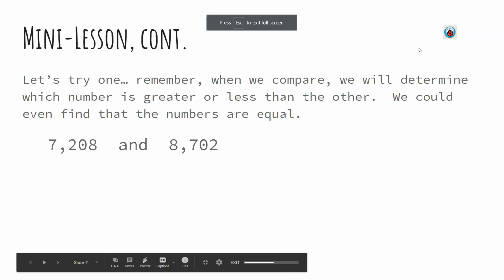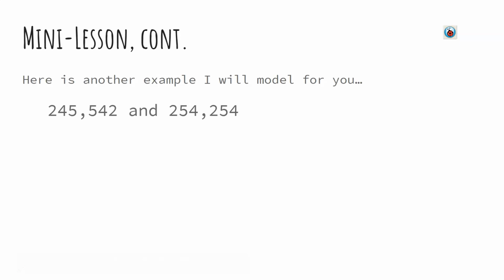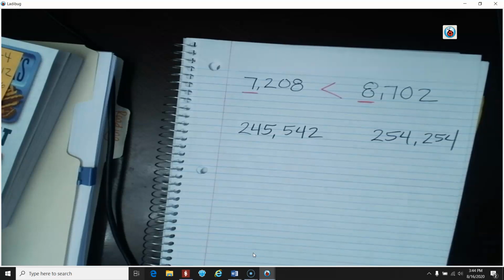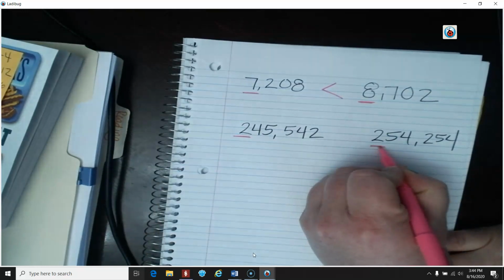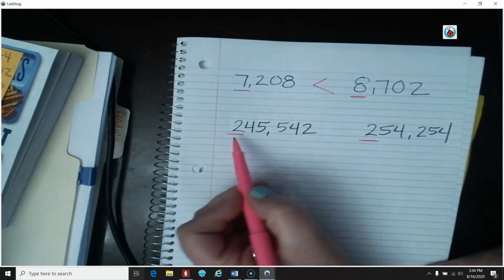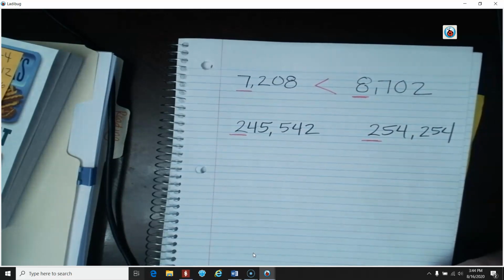And the next one has really big numbers. So let me write the numbers again on my paper and then I'll switch back. So I have 245,542, and then I have 254,254. Okay, so let's go back over to my camera. Okay, so again, I'm going to start with the biggest place value, and this time I have 100,000s. So my number has a digit in the 100,000 place, and when I look, I see that there's a 2 in both 100,000 places in either number.